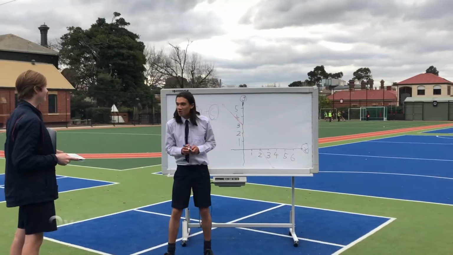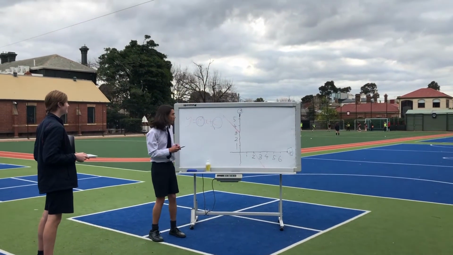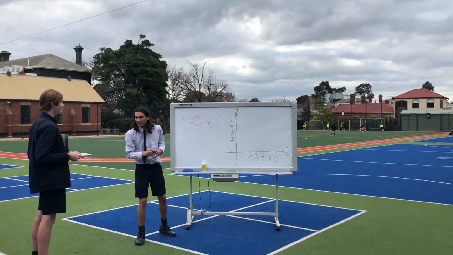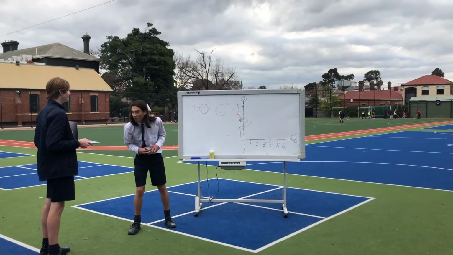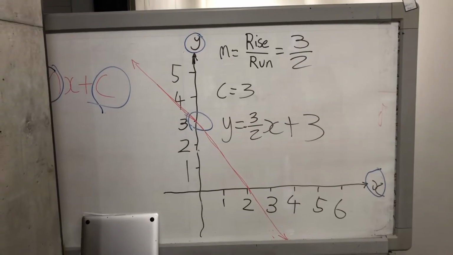Now, c represents how the line will move on the graph, like so. Referring back to the previous equation, c represents the y-intercept, or where this line will cross over the y-axis, right here.